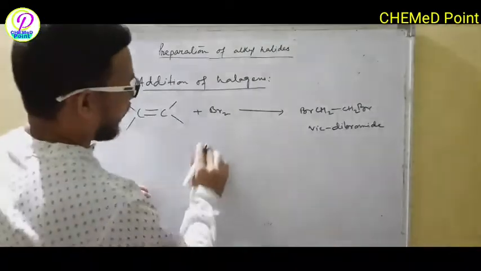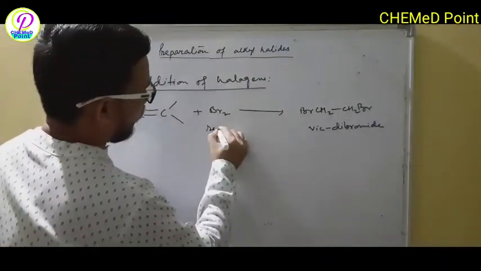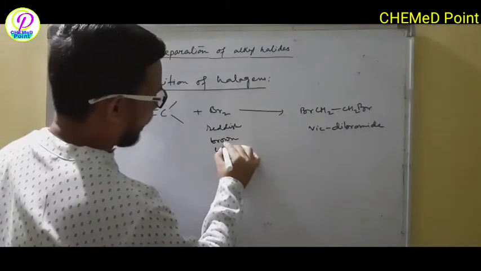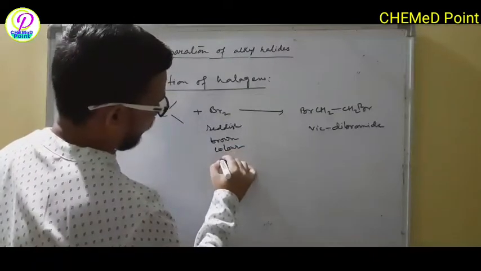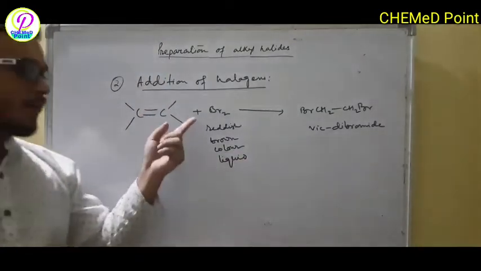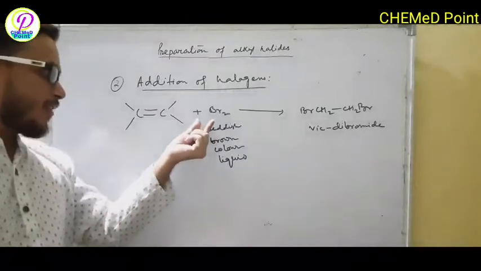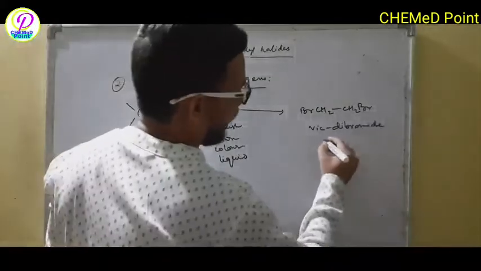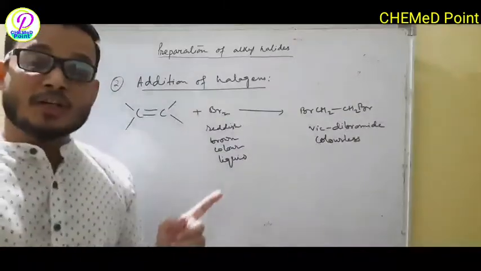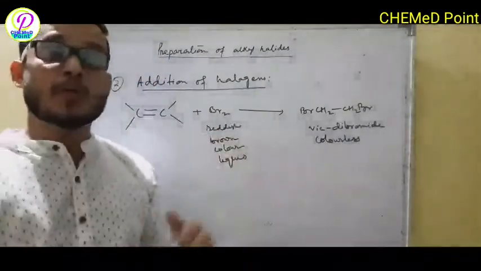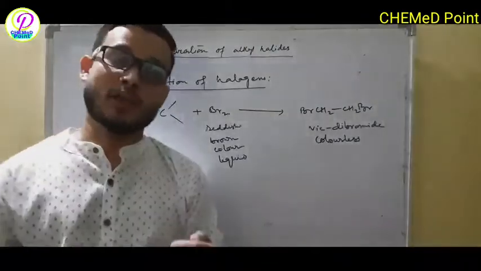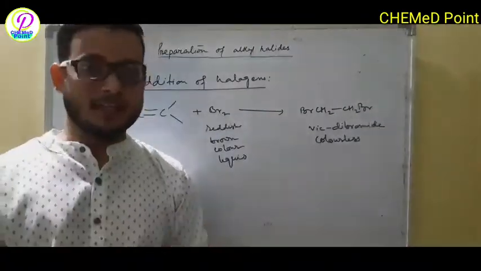This is reddish brown color bromine water. This is reddish brown color liquid. When we add this molecule to alkene, this vicinal dibromide becomes colorless. By this reaction, we can say that this method of preparation of alkyl halide is a very important method for the detection of double bond in a molecule, that is unsaturation in an organic compound.